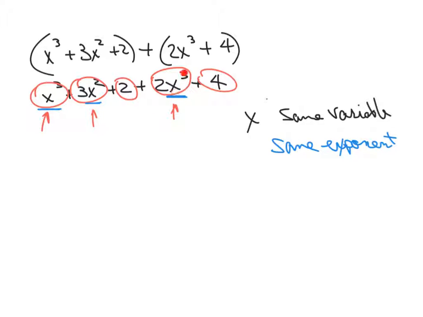Does it have an x? Does it have a 3? Does it have an x? Does it have a 3? It does. So I have 1x cubed plus 2x cubed gives me 3x cubed. And then I can get rid of them because I combined them.